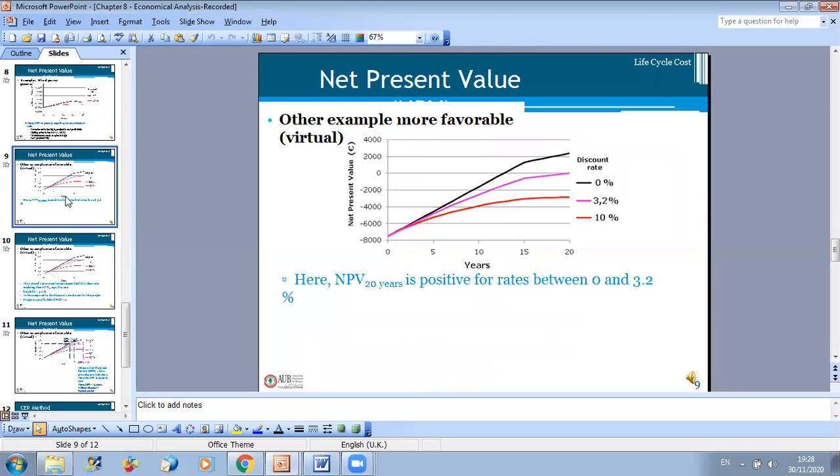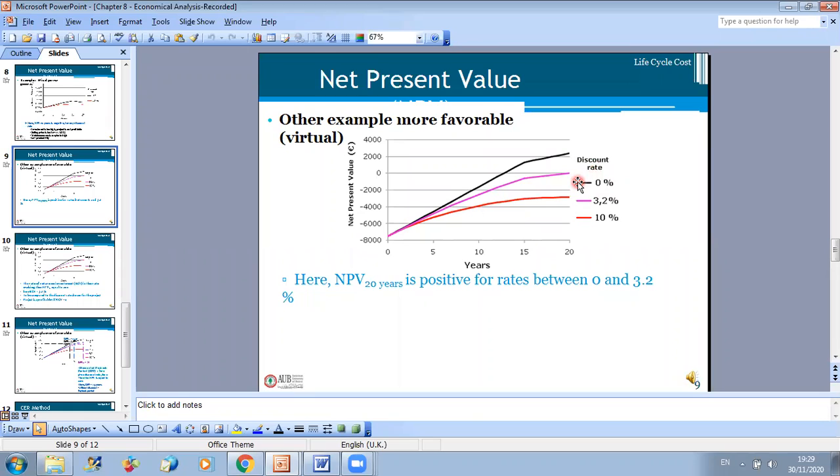So, if we continue, in this other example, we are studying another project, okay? And now we are comparing several discount rates. So as you can see, of course, the black curve is the highest net present value, and it's expected that it will have the highest confidence in future. It's corresponding to 0%. And 0% in general is very optimistic.